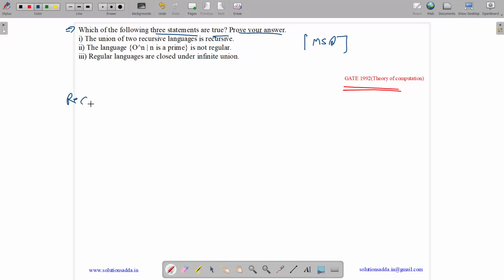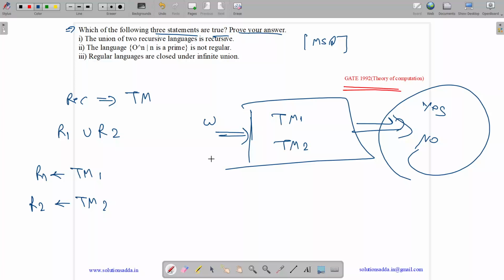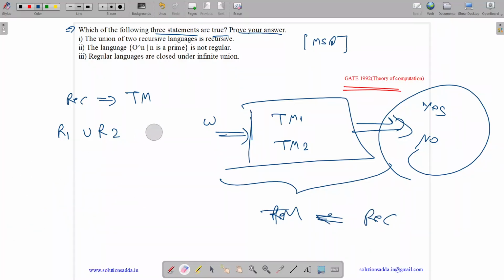So if we have a recursive language, which means we have a Turing machine for it. If we have two recursive languages R1 and R2, let us assume R1 has a Turing machine TM1 and R2 has a Turing machine TM2. Then we can combine TM1 and TM2 in our module, and given an input, we can tell yes or no whether that input is accepted or not. So this one will also be a Turing machine, and thus union of two recursive languages is also recursive. So option A is true.